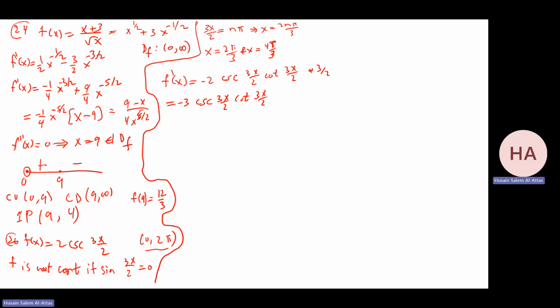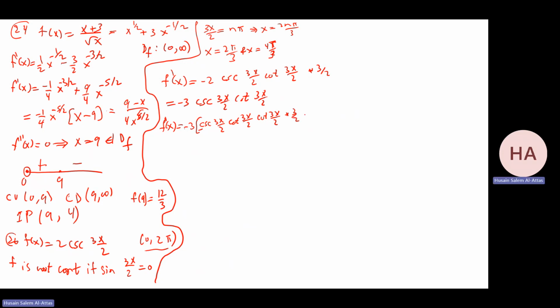F double prime. F double prime will be what? Now quotient product rule. Minus 3. Here I have what? Cosecant cotan, with a minus sign, times cosine 3x over 2 times 3 over 2.